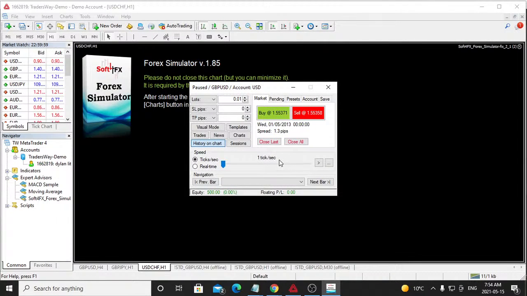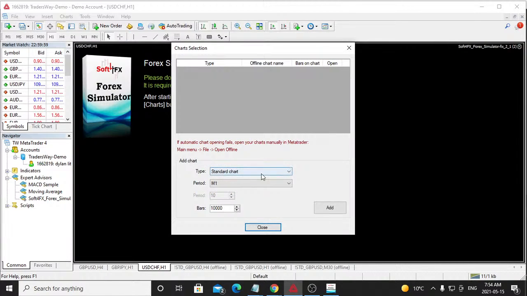We're just going to add some charts. So I'm going to add the 4 hour. It's going to add that for me. I'm going to add the 1 hour.